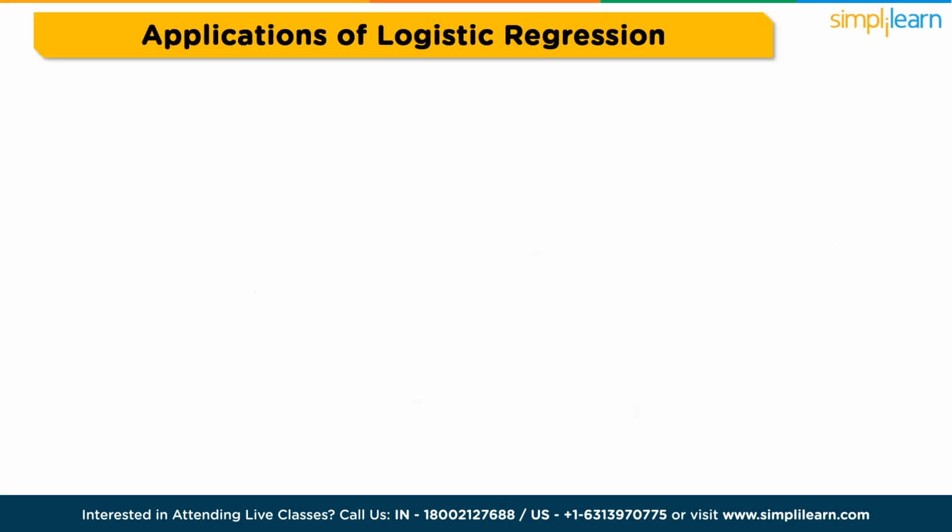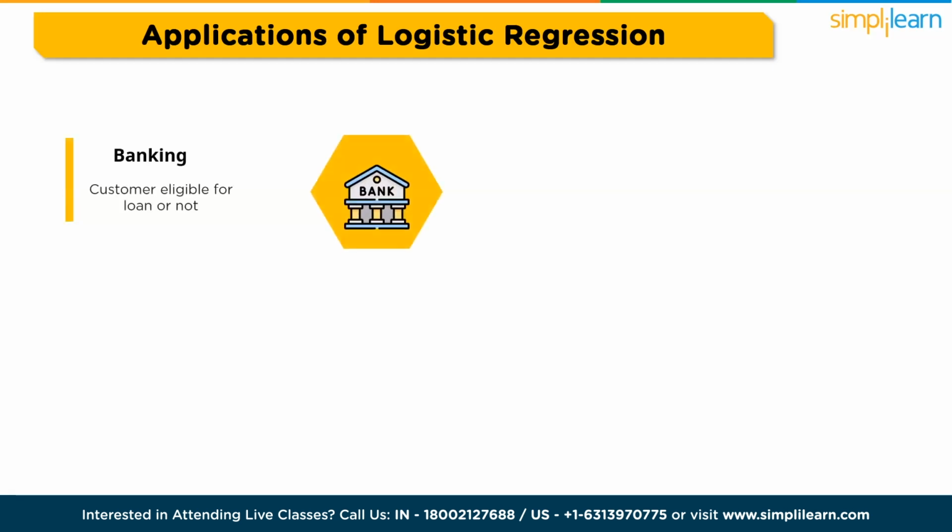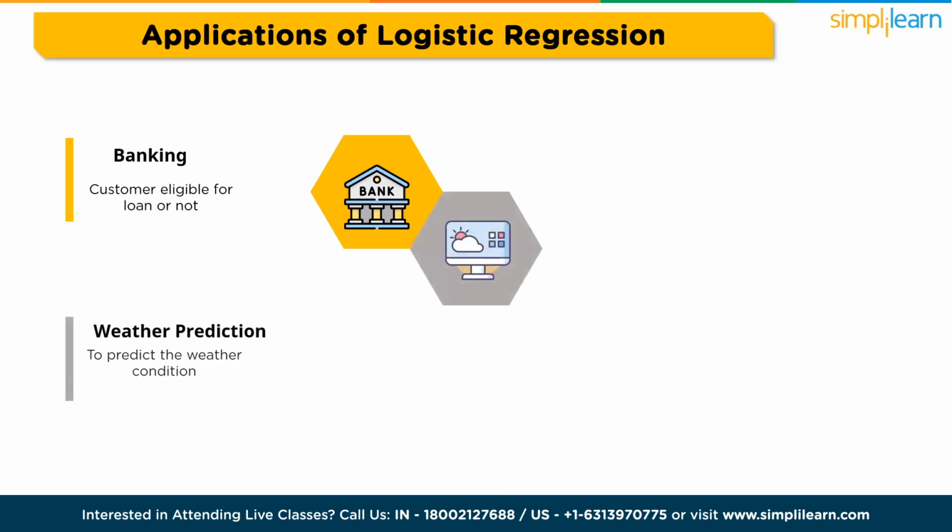So moving forward, let's see some applications of logistic regression. The first one is banking. Using logistic regression algorithms, banks can predict whether a customer would default on loans or not. The second one is to predict the weather condition of a certain place: sunny, windy, rainy or humid. You can predict that from logistic regression.